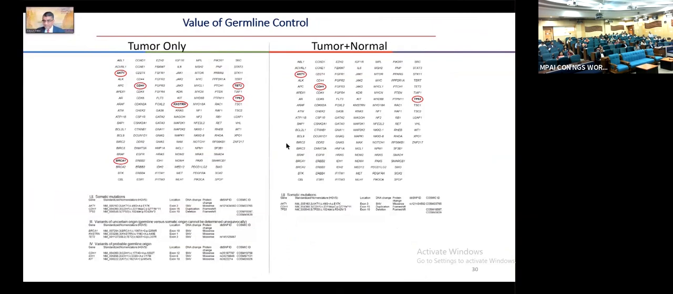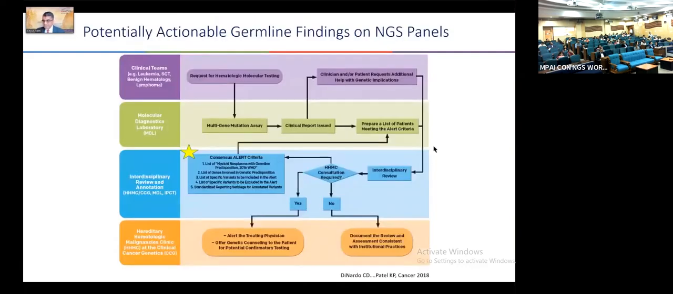One important consideration here is that as the panels get bigger, we do need to introduce normal testing. Otherwise, variants such as BRCA1 in this case, and this other variant, which were actually germline, would appear in the tumor-only approach and may confuse the situation. So this is the approach we have taken. On all our solid tumor panels, we do tumor-normal analysis using blood or normal tissue. It leads to identification of potentially actionable germline findings, and we have established elaborate workflows to handle these in conjunction with our clinical colleagues.